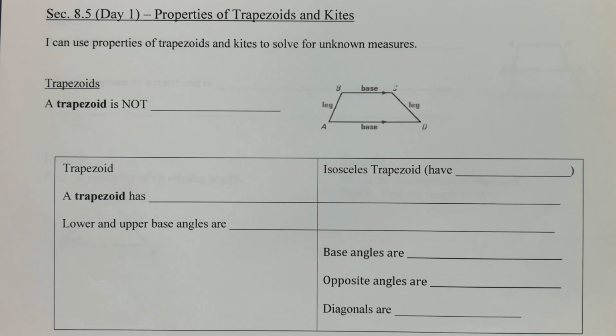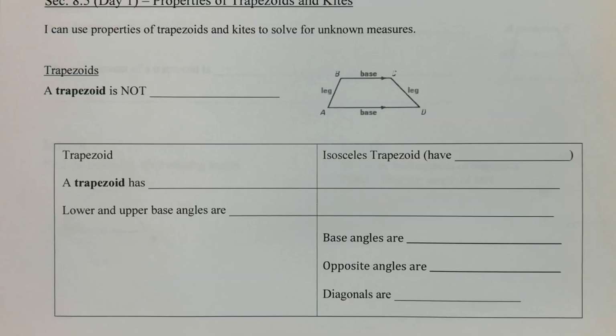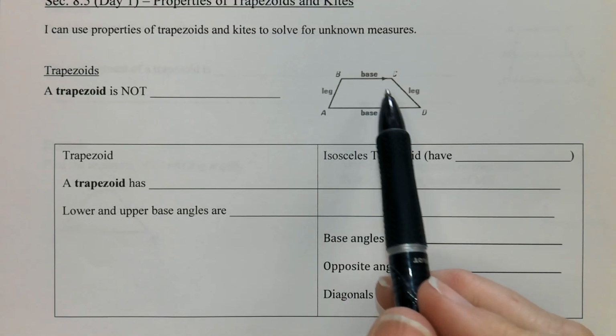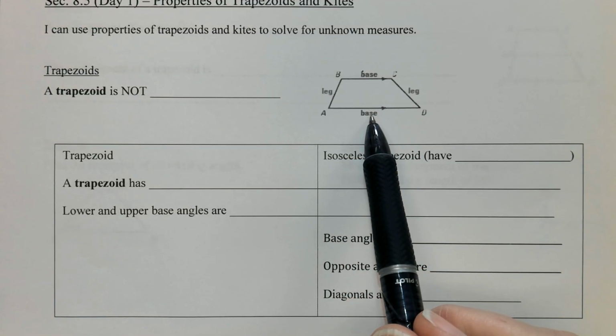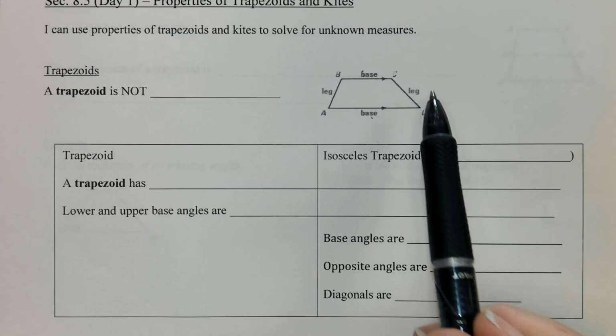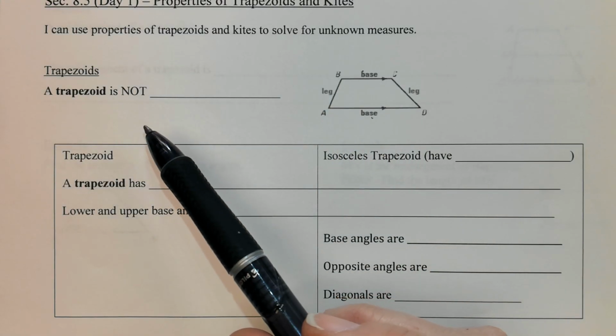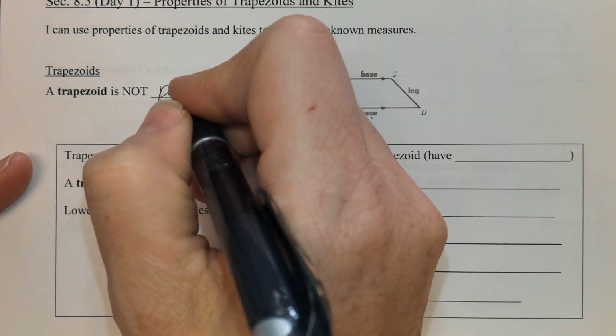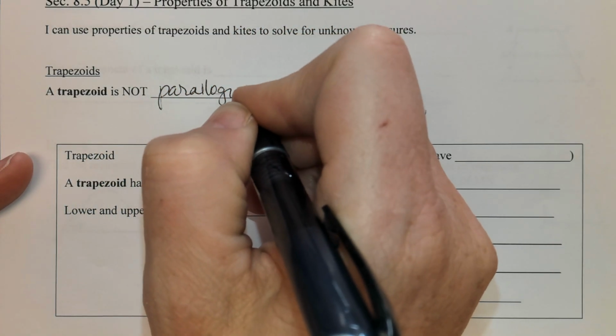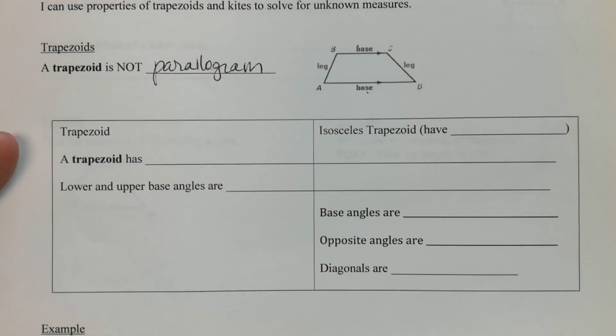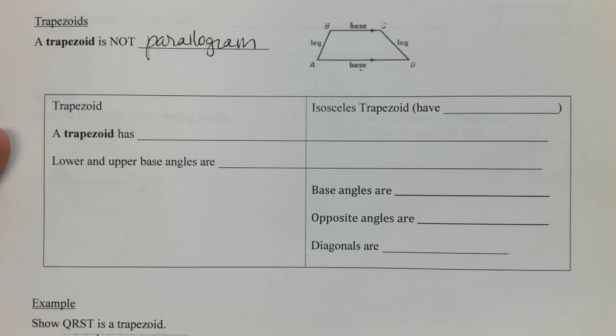This is section 8.5, day 1, and today we're going to talk about trapezoids. If I ask kids to draw them, they usually draw something like this. There are two bases and then what are called the legs of the shape. So you've got two bases and two legs. A trapezoid is not a parallelogram, so it has none of the properties that we have already been working with. It has its own set of properties.